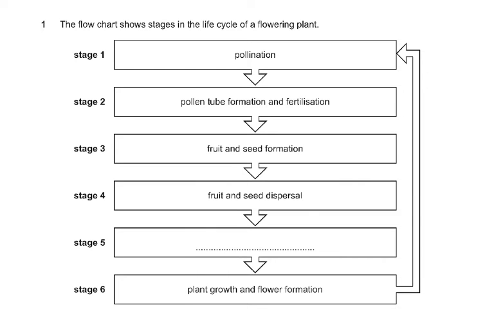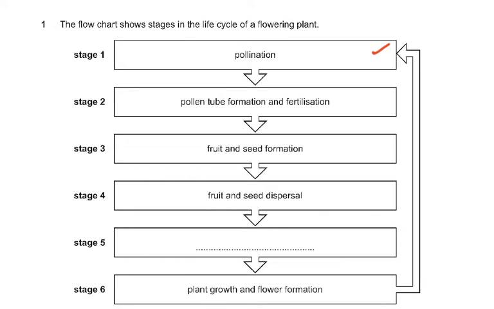The first thing we do is we read the whole question and then we try to attempt the parts of the question. The flow chart shows stages in the life cycle of a flowering plant. So stage one is pollination. Pollination is the transfer of pollen from the anther to the stigma. Then the pollen tube formation, as you know, as the pollen lands on the stigma, it starts to release enzymes, and a pollen tube grows down the style.